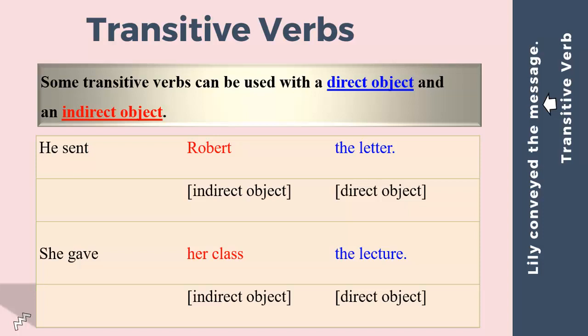If we add what with the verb, the answer we get is the direct object. For instance, if I say sent what, the answer would be the letter, which is the direct object. And if you want to find the indirect object, you can do so by asking the question to whom or for whom. To whom was the letter sent? The answer is to Robert. So Robert is the indirect object. She gave her class the lecture. The lecture is the direct object in this sentence, and her class is the indirect object.